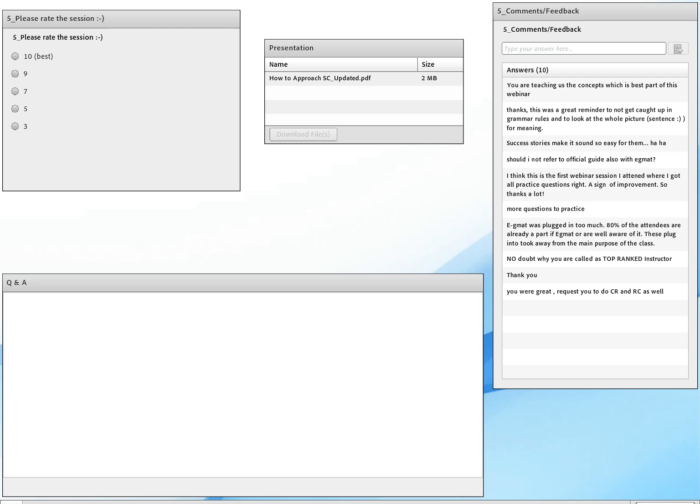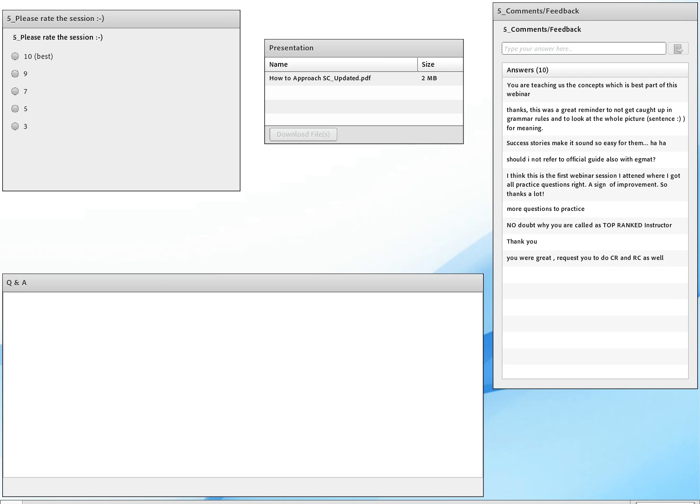Okay. Should I not refer to the official guide also with e-GMAT? The official guide is a different thing. The official guide has official questions. So yes, you should refer to the official questions, and we have official questions and official solutions of official questions in our course, but definitely utilize the solutions that we offer.